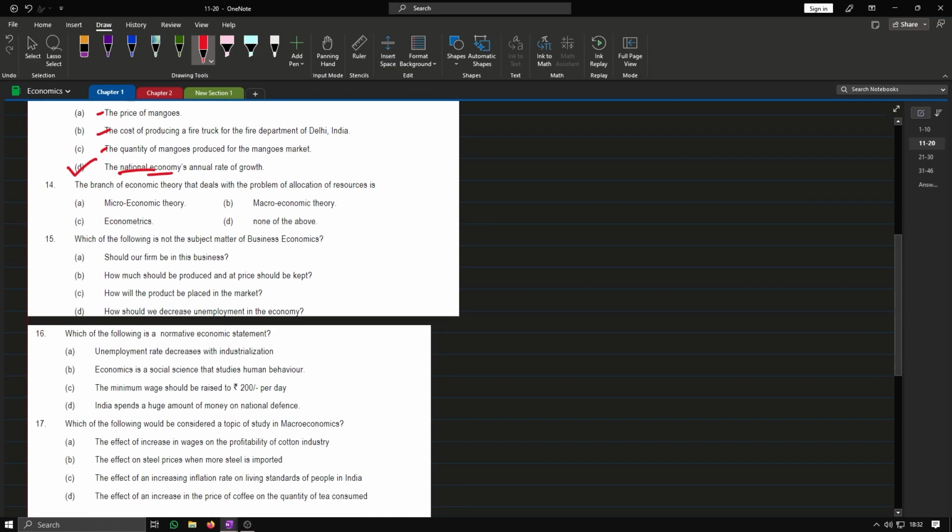Question number 14. The branch of economic theory that deals with the problem of allocation of resources. Which branch deals with allocation of resources? They are given options. Microeconomic theory, macroeconomic theory, econometrics, none of the above. Does microeconomic theory deal with allocation of resources? Yes, it does. Does macroeconomic? No, it does not deal with allocation of resources. It mainly focuses on the whole aggregate of the economy. Econometrics? No, it does not. And so the option is A, microeconomic theory.